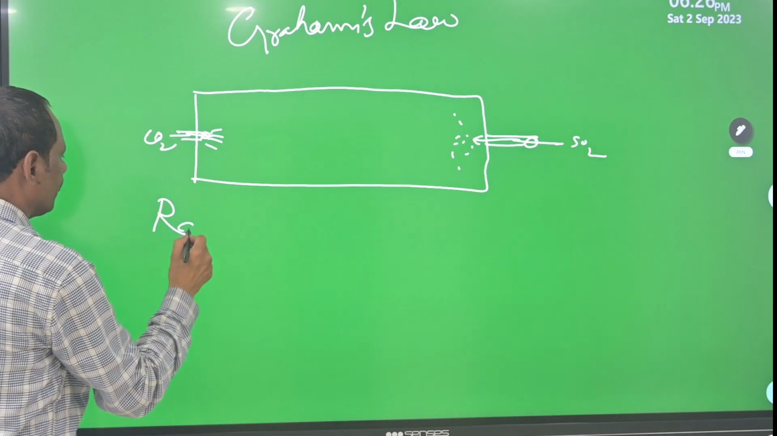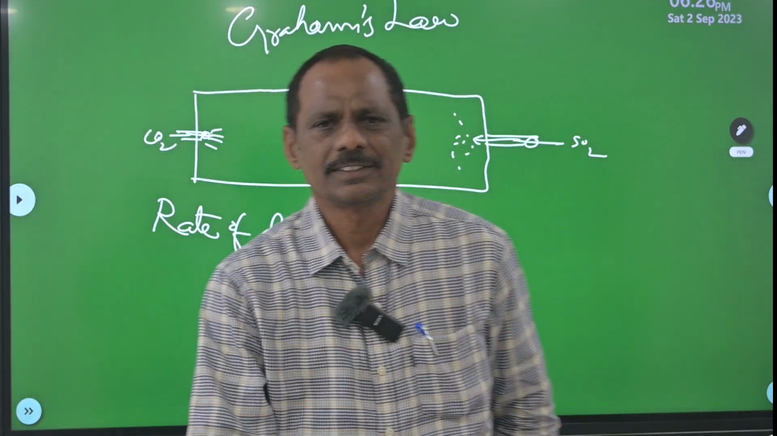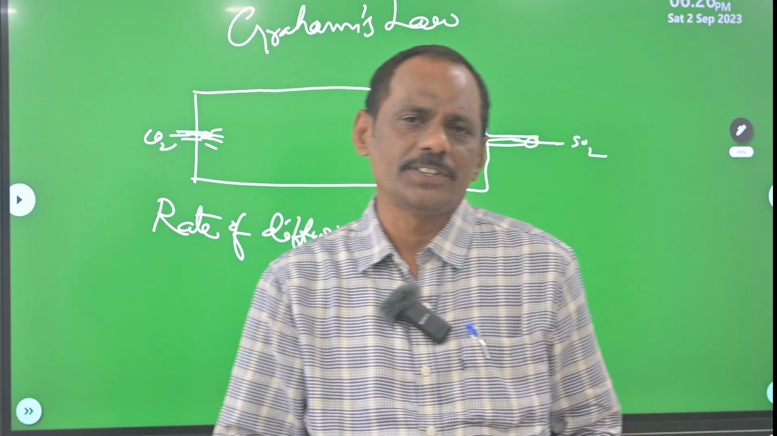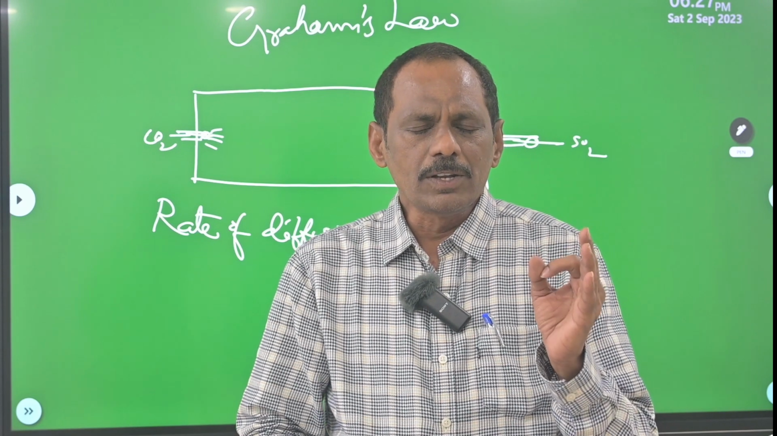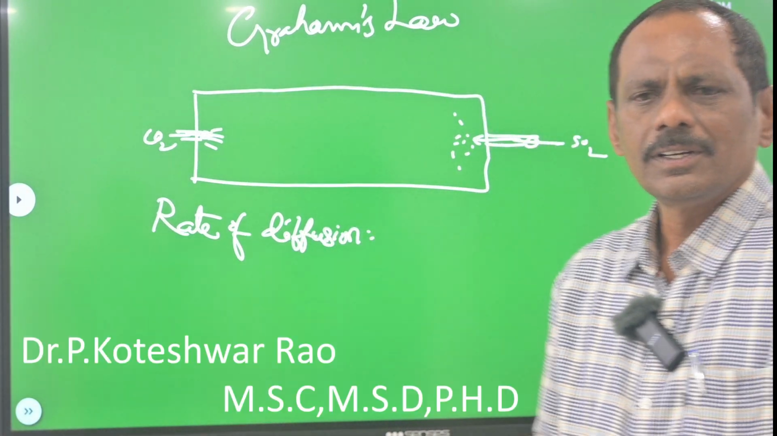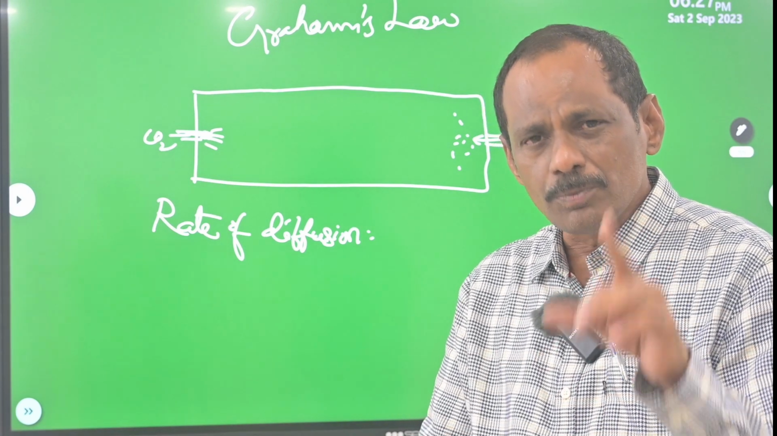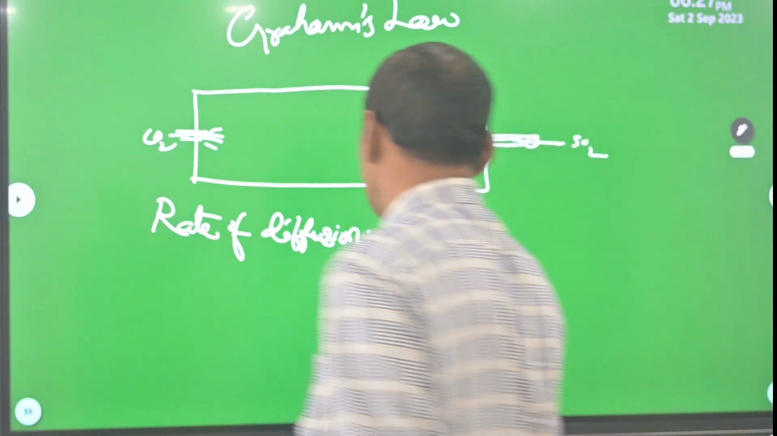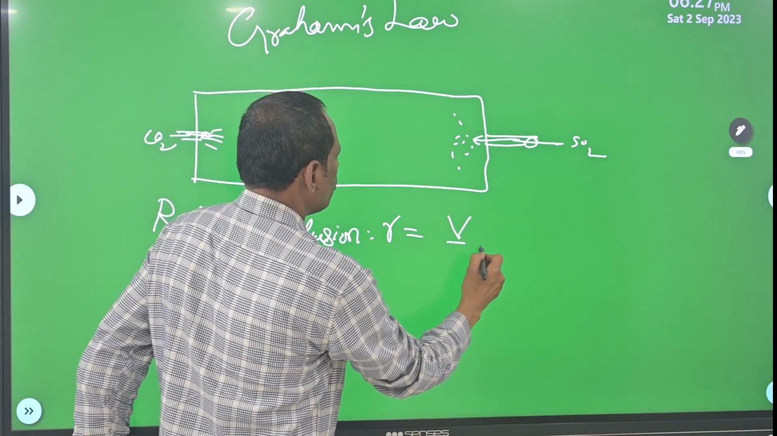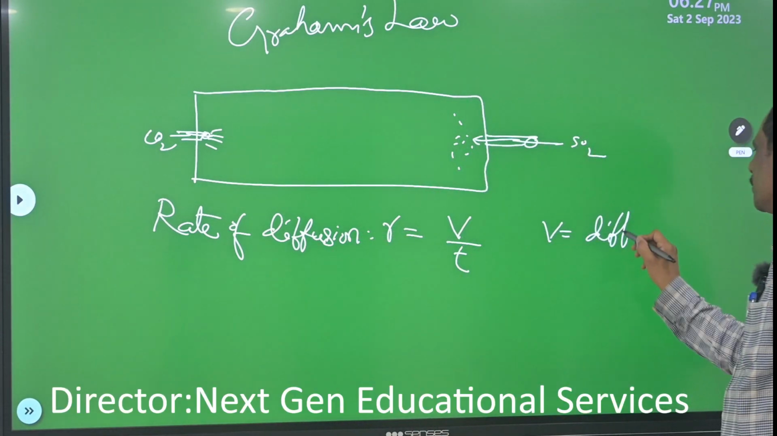Then the rate of diffusion. You know that the rate per unit time is called rate. So what is the rate of diffusion? The diffused volume of a gas per unit time is called the rate of diffusion. Therefore, the rate of diffusion, generally denoted by R, is equal to diffused volume by diffused time. What is V? V is diffused volume.